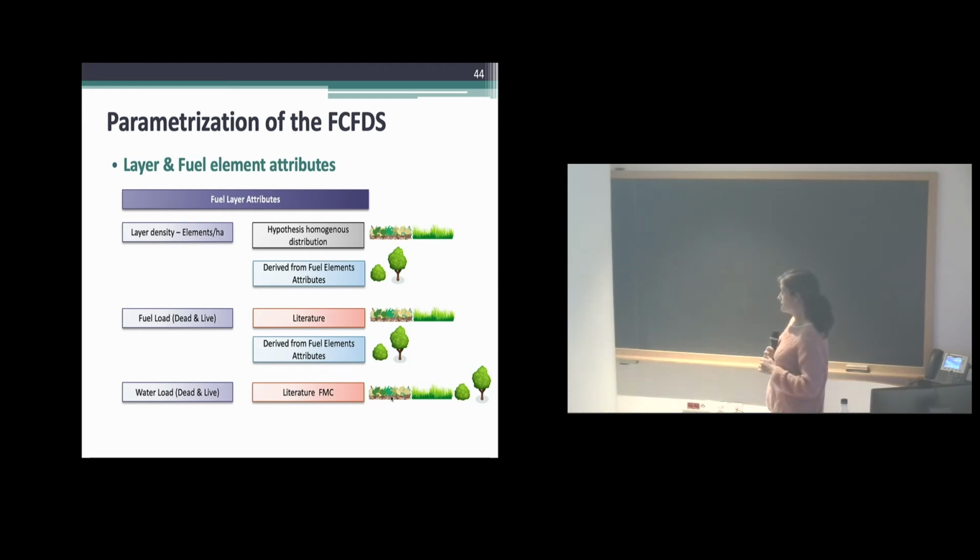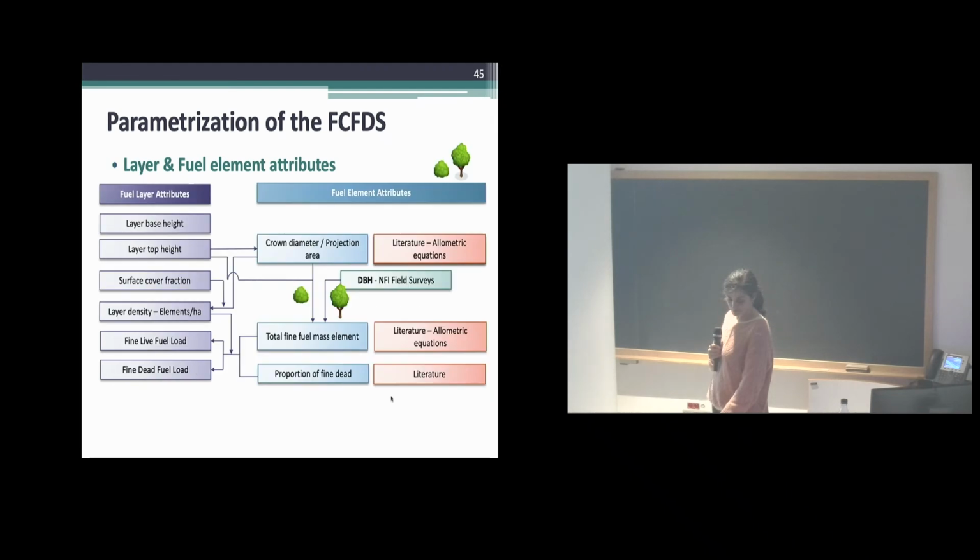Concerning the layer density, the number of elements per hectare, as I said, we've made a strong hypothesis, but we don't have data to better improve this definition. For the tall vegetation, we use the information of the field elements to go back to the layer and compute the layer density. The same for the fuel load, and the water load was estimated from the literature, of course from values relevant for the fire season.